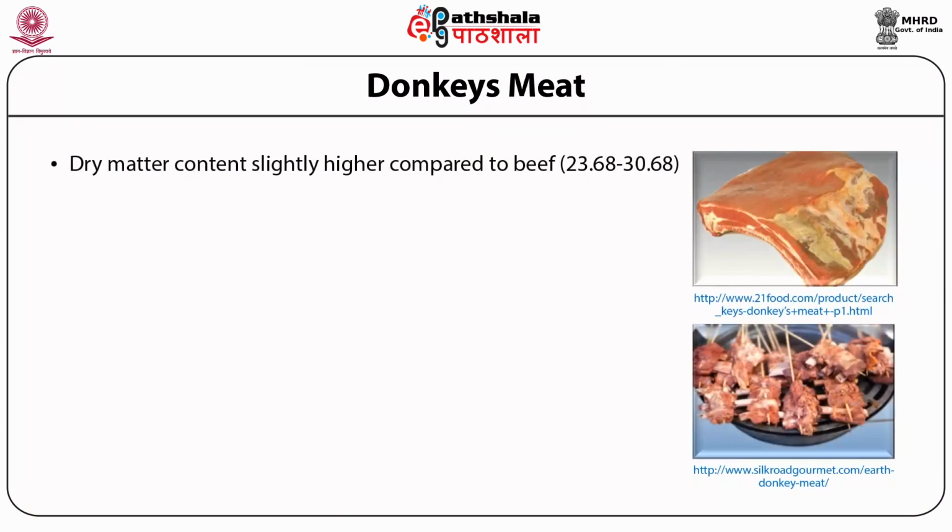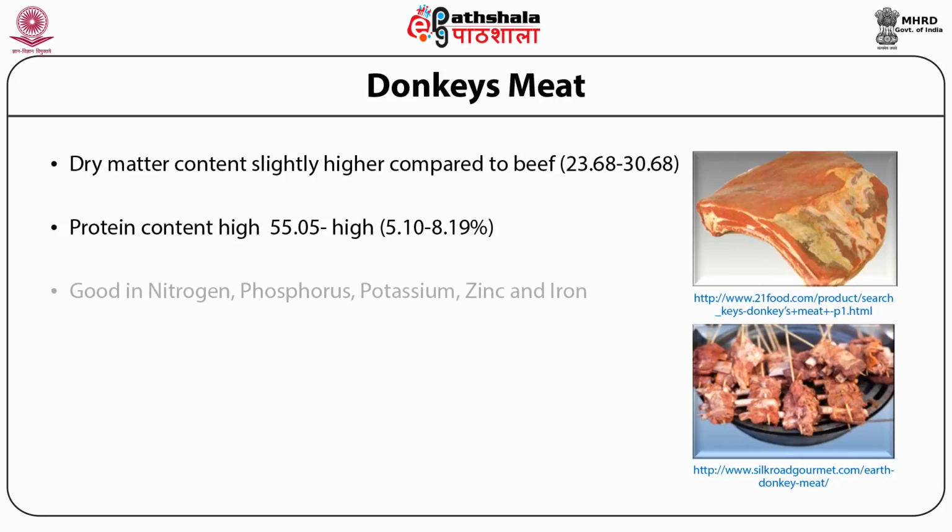The dry matter content of donkey's meat is slightly higher, which contains 23.68 to 30.68 compared to beef. The protein content is high, 55.05, higher by 5.10 to 8.19% compared to that of beef. The organic matter content of meat obtained from donkey is lower. Donkey meat is good in nitrogen, phosphorus, potassium, zinc, and iron.